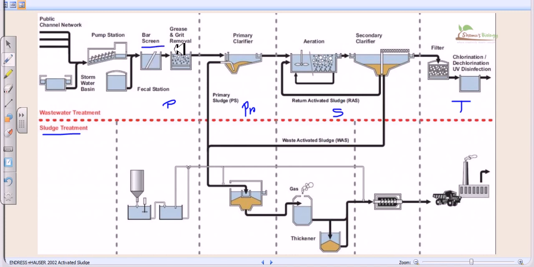Now the second treatment is the grit removal treatment. In this grit removal treatment they are utilizing the gravitational force, for example for fat materials like grease. They are not water soluble, so they will be floating on the water if we give time for settling. Now what we utilize in this case is a fat solution.